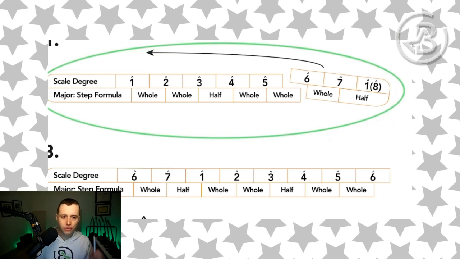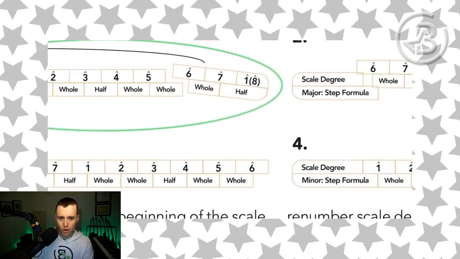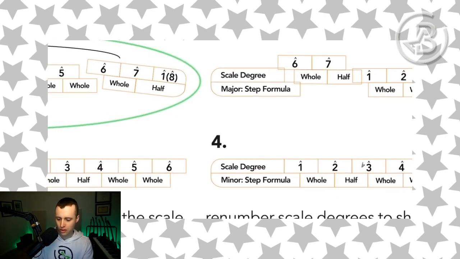Now, just like before when we visualized the connection between the relative major and the relative minor by moving the scale degrees around, we're actually going to do the same thing with scale degrees and the step formula. So watch what happens. We have this whole and half here. That's what we're moving. Between scale degree 6 and scale degree 7 is a whole. Between scale degree 7 and scale degree 1 is a half.